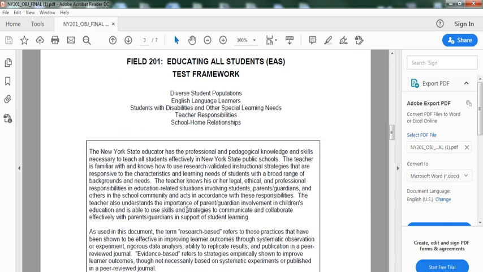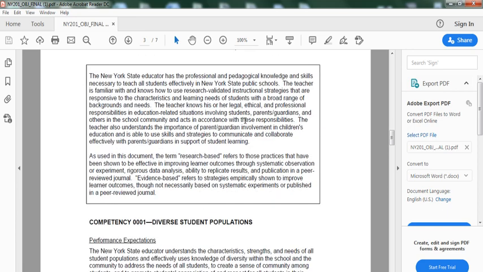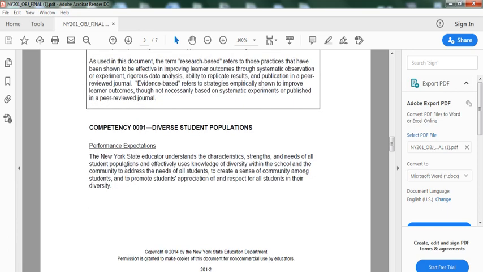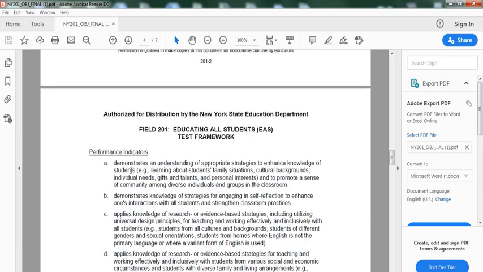Now again, educating all student tests is designed for all these 5 topics over here. The more knowledge you have, the better it is. It's not only just taking the test, obviously you need to learn this when you're teaching in a classroom. It does help out a lot. What else? Performance expectation, New York State educator standards, the characteristics, strengths, and needs of all student population, and effectively uses knowledge of diversity within the schools and the community to address the needs of all students. Basically saying that the more you know about the general topic, it helps you as a teacher as well.